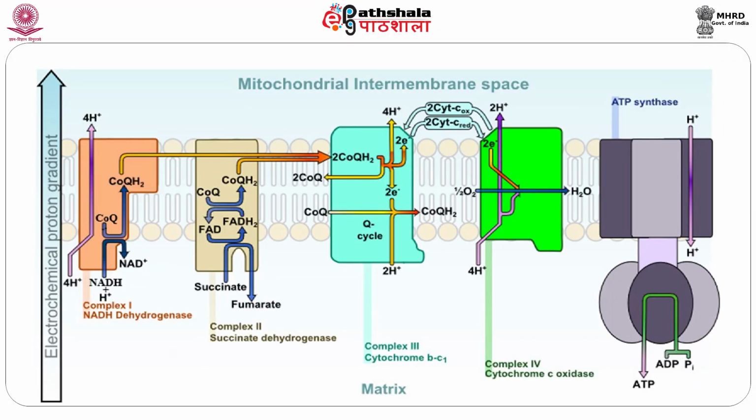First, complex 1. This complex accepts electrons from NADH and serves as the link between glycolysis, the citric acid cycle, fatty acid oxidation and the electron transport chain. Complex 1 is also called NADH coenzyme Q reductase because this large protein complex transfers 2 electrons from NADH to coenzyme Q. Complex 1 was previously known as NADH dehydrogenase.